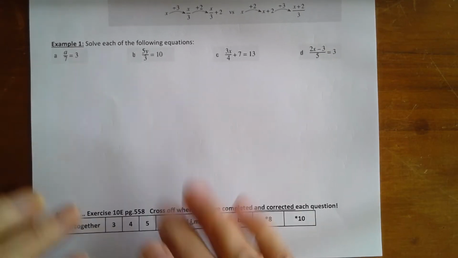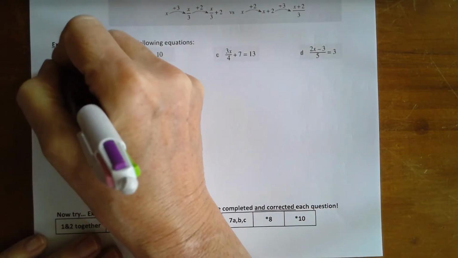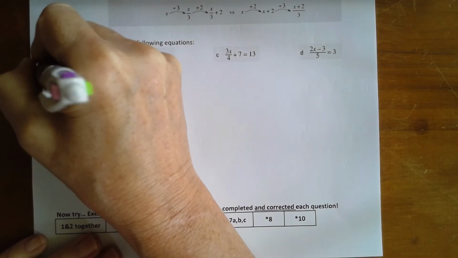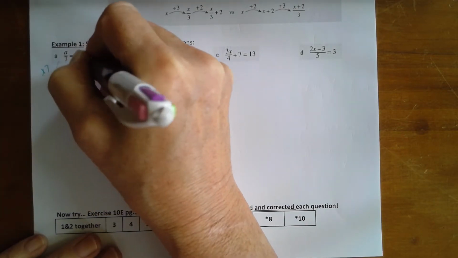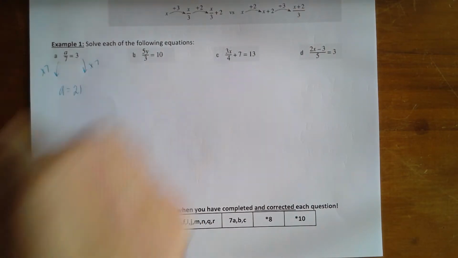And talk about these. We did this in our last video where we said A is being divided by 7, so my step is times by 7. And I get A equals 21.